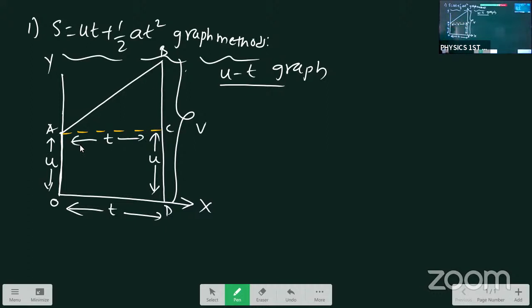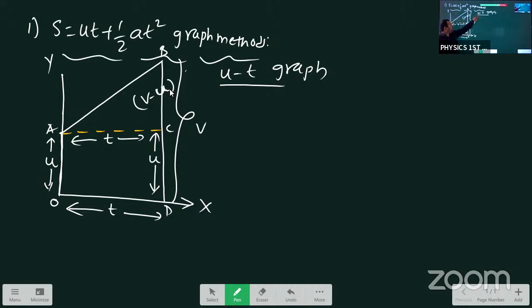U is the initial velocity, V is the final velocity. From B to D point, it is V. This one is U, but the balance is V minus U. Now here, two areas come: one is the area of the triangle, the second is the area of the rectangle. What is our topic? Displacement S equals UT plus half AT square by using the graph method.